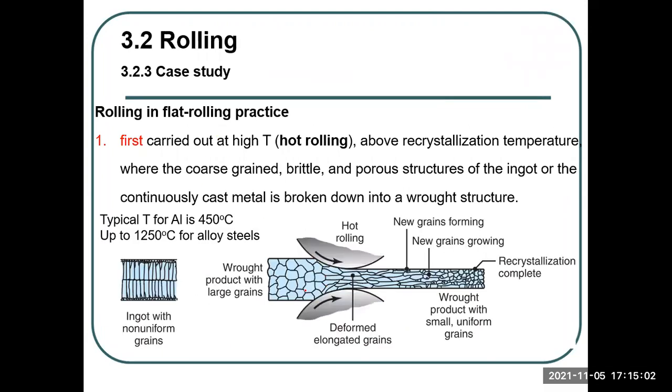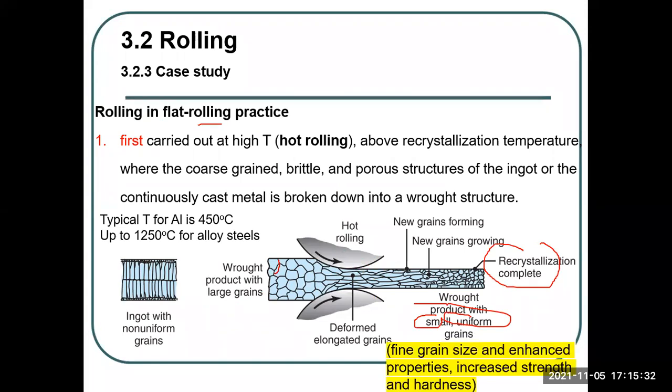Okay, and also what happened, the microstructure change in rolling, you can see. If the rock product has very large grains, what happens? You can see the grains go inside and get elongated because it's still above the recrystallization temperature, right? So you will have this recrystallization. In the end, you can form these small and uniform grains. Okay, so this is rolling in hot rolling.